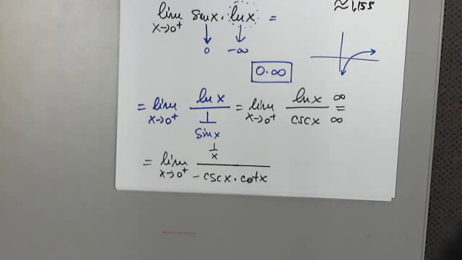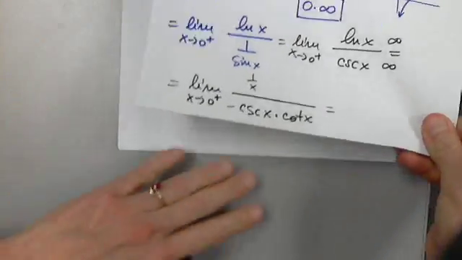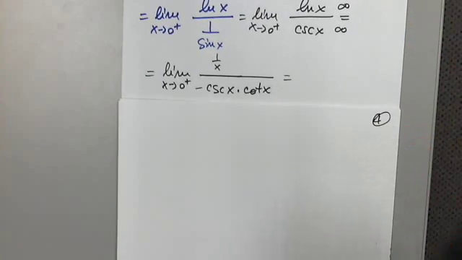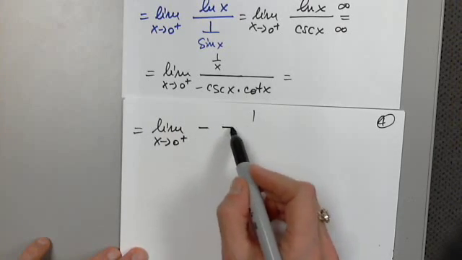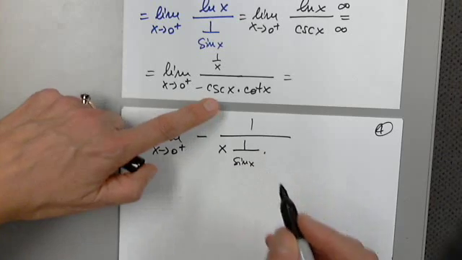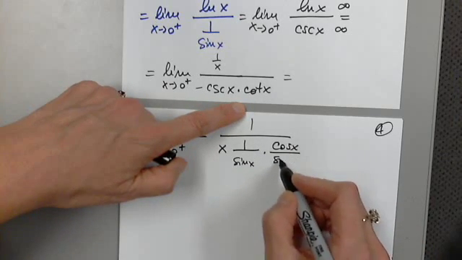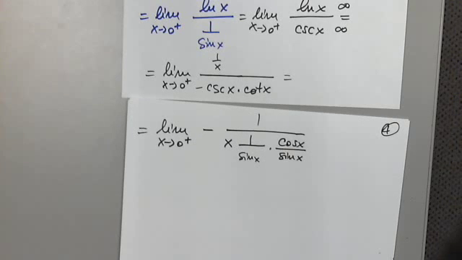And now I will rewrite it in this way. Limit as x approaches 0 from the right, negative 1 over x. Instead of cosecant, I'm going to write 1 over sine. Instead of cotangent, I'm going to write cosine x over sine x. And now let's take it from here and think about it for a moment, and see what you're going to do to further simplify it and find the limit. Let's work on it for another minute, and then we'll finish it up together.